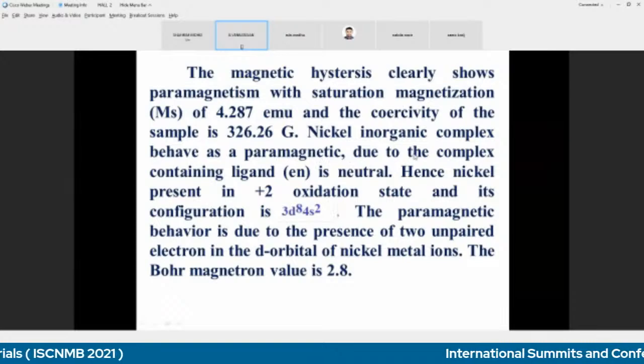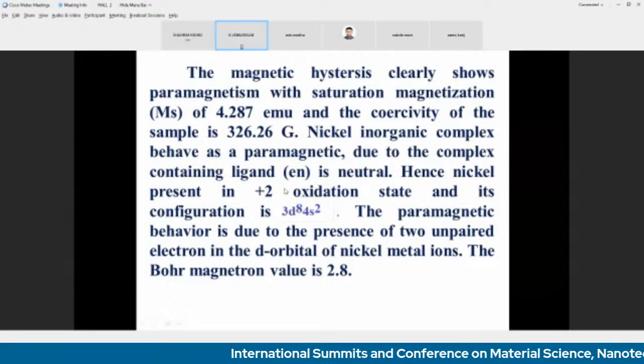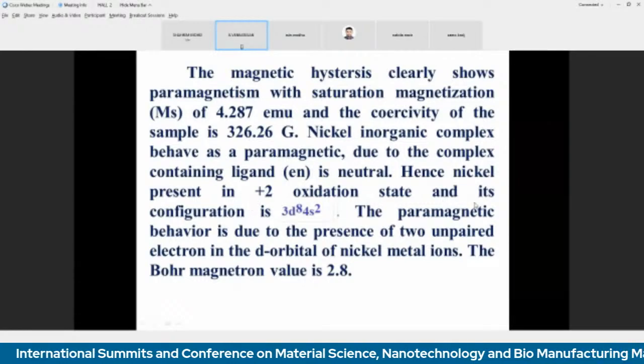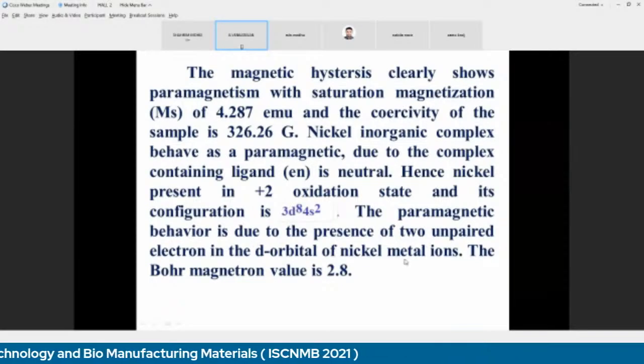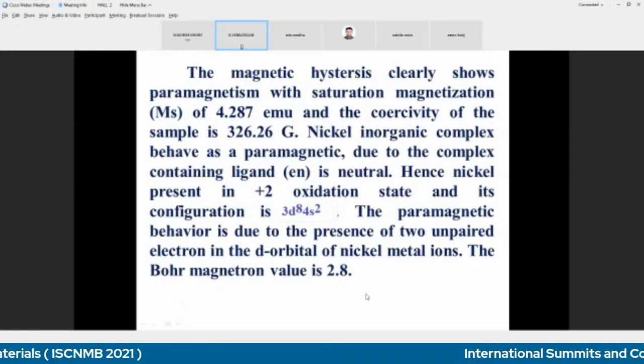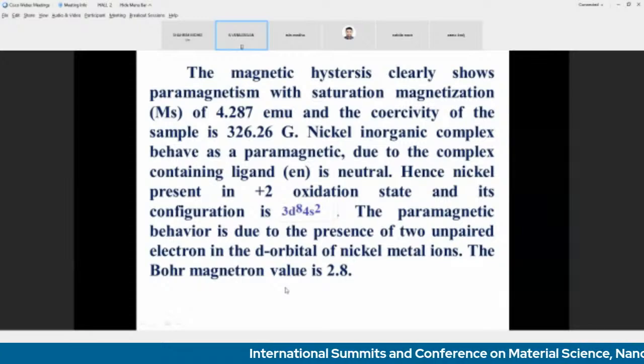The nickel inorganic compound behaves as paramagnetic due to the ligand en being neutral. Hence, nickel is present in the plus 2 oxidation state and its configuration is 3d8 4s2. The magnetic behavior is due to the presence of 2 unpaired electrons in the d orbital of the nickel metal ions. The calculated Bohr magneton value is 2.8.